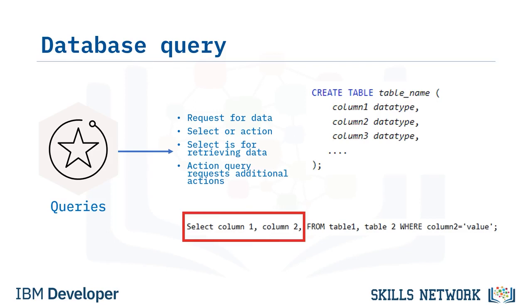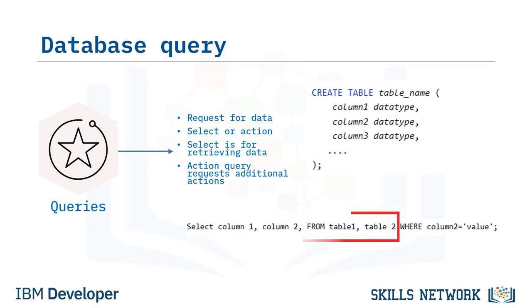To specify multiple columns, use a comma and a space between column names. To retrieve all columns, use the wildcard star or asterisk. The from clause specifies one or more tables to be queried. Use a comma and space between table names when specifying multiple tables.